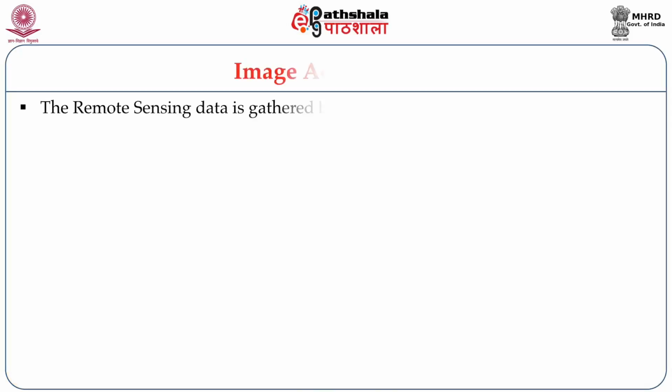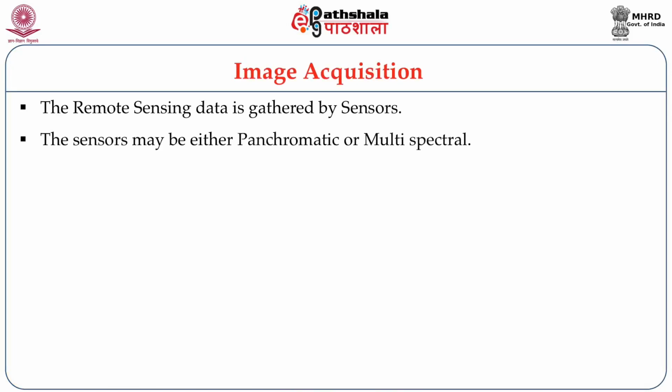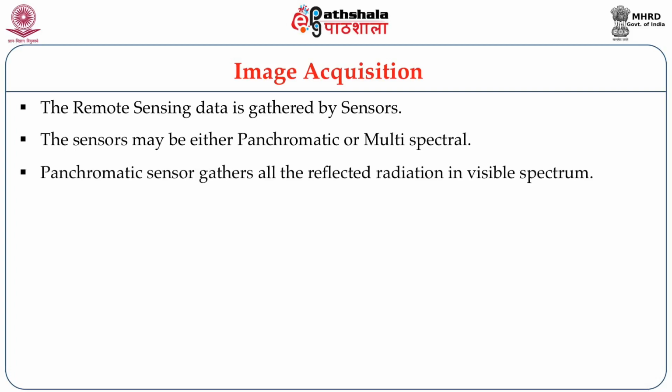all this information is very useful in remote sensing. Now let us learn how the remote sensing images are acquired. So that is image acquisition. The remote sensing data is gathered by sensors. The sensors may be either panchromatic or multispectral. So there are various kinds of sensors.